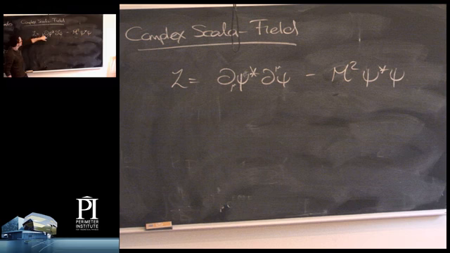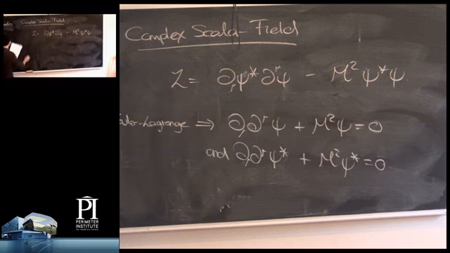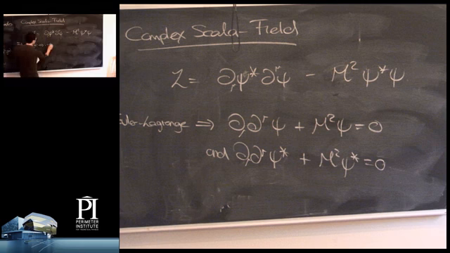I said this before, when you have complex scalar fields, there's typically no factor of a half sitting here or here. It's because when you figure out the equations of motion, the Euler-Lagrange equations, you can treat psi and psi star as independent variables. And you find this, and then just the complex conjugate as the other one.